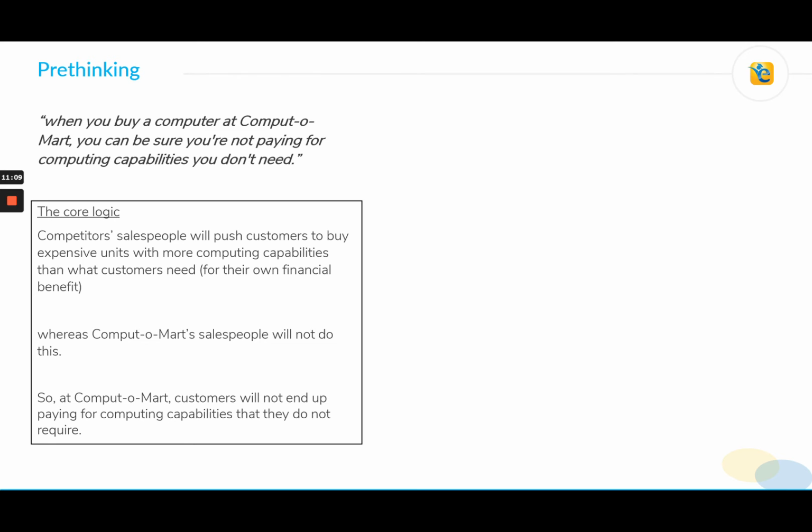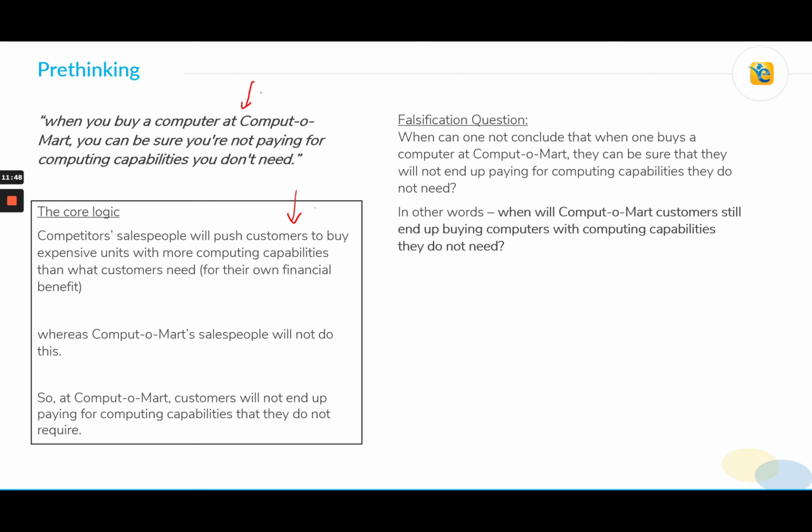So this is a weaken question where we want to weaken the reasoning. And again, what do we mean by weaken the reasoning? We want to kind of drive a wedge between the premise and the conclusion. In other words, when can this logic about the salesperson's behavior not be used to derive the particular conclusion that's here? Or in other words, when can the fact that Comput-o-mart salespeople are not going to push products in my face not be used to justify the claim that when you buy a computer at Comput-o-mart, you will not end up paying more because you buy things with excessive computing capabilities? So when can you not make that kind of a conclusion? That's simply all you need to find.